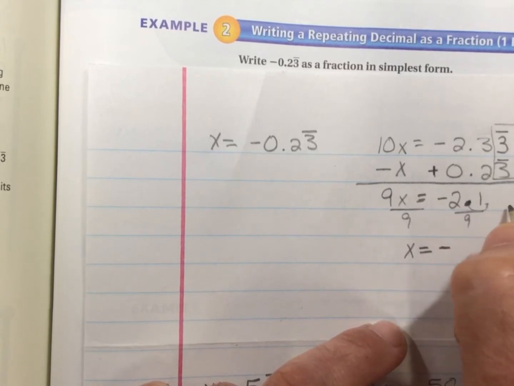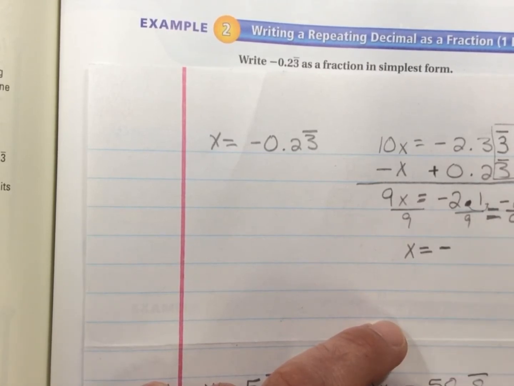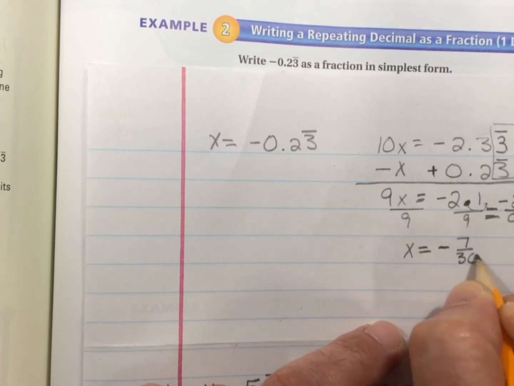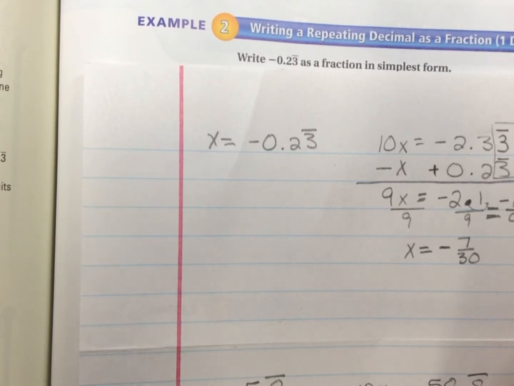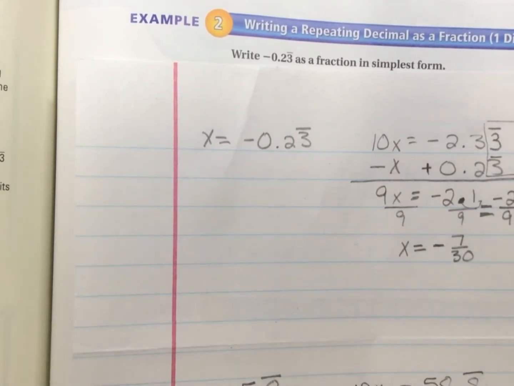So when I do that, I'll be left with negative 21 over 90, just multiplying top and bottom by 10, of course. Now I know 3 goes into both of those, so that would be negative 7 over 30. Well, this one didn't work out quite as well as those where it was always over 9, but it was still not a hard problem to do.